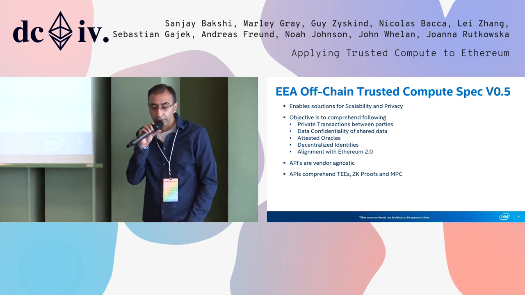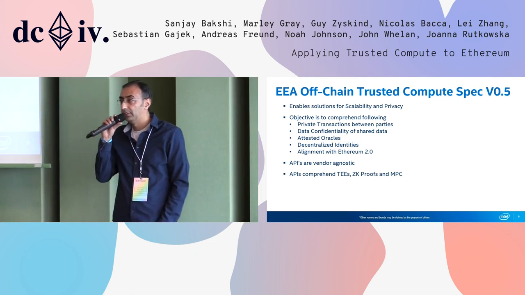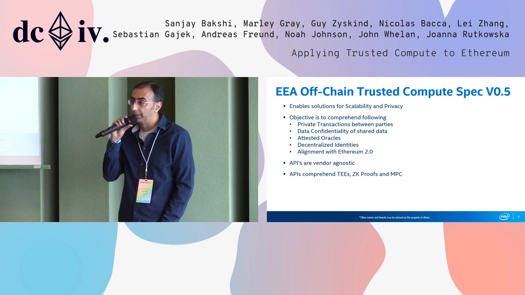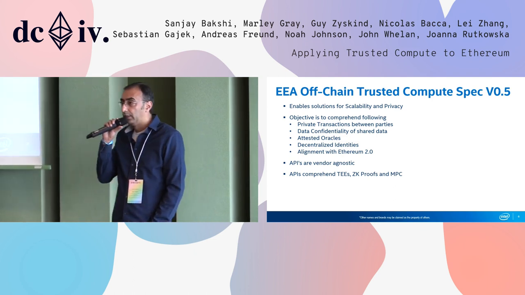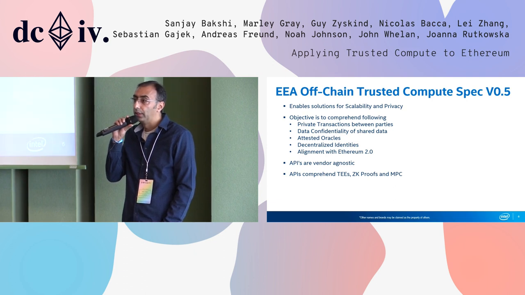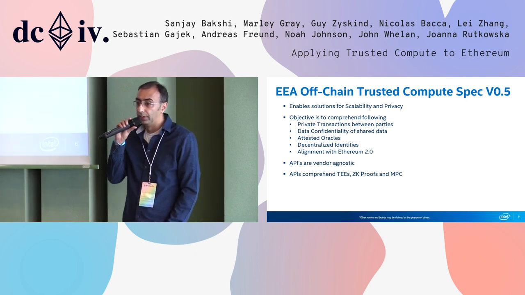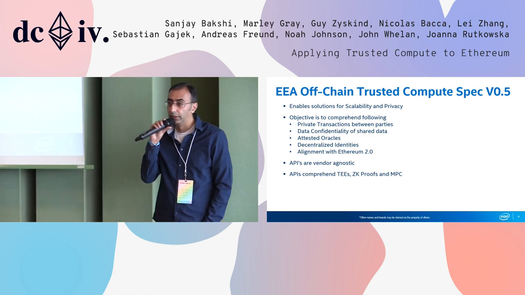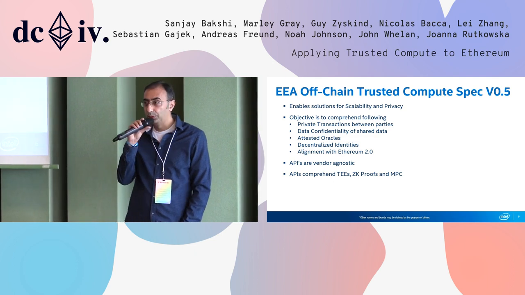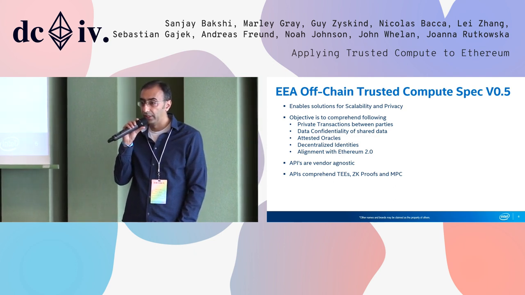So we had several objectives in terms of private transactions. I gave an example of that: four banks on a chain, two are doing a transaction, the other two should not know. So that's one example. The other one is two banks have data sets that they both want to combine and derive some inference from, but they don't want to give up control or want to keep the confidentiality of the data that they have. So you could use trusted compute in that setting. These are the two that we have to some extent comprehended in the current version.